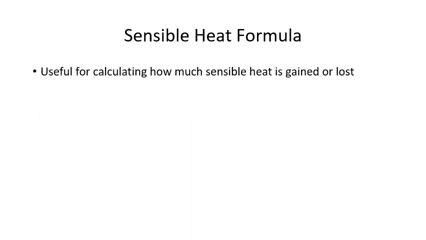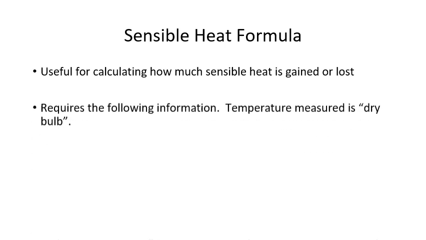So the sensible heat formula is useful for calculating how much sensible heat is gained or lost. And so it's important to understand what a gain and a loss is. In a heating system, we are gaining heat; we're adding heat to the space. But when we're talking about cooling or air conditioning, we're talking about losing heat. So it would be a sensible heat loss.